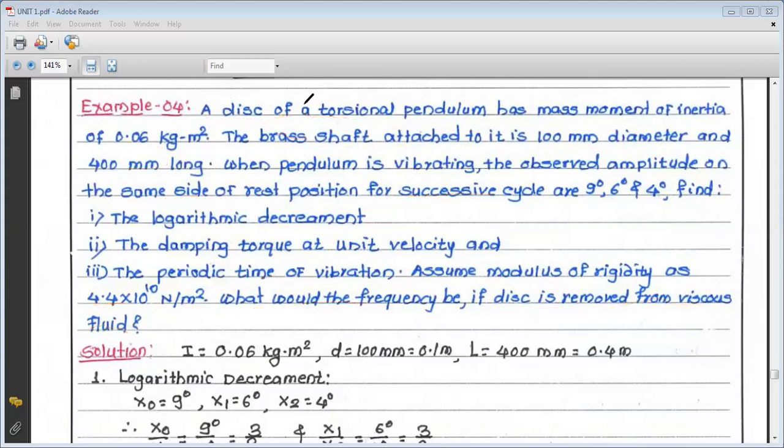First, the mass moment of inertia is given, that is I, 0.06 kg meter square. Next, the brass shaft attached to it has 100 mm diameter, so the diameter is 0.1 meter. Then the length is given, L is equal to 400 mm, that is 0.4 meter. Now it is observed that the amplitudes on the same side of the rest position for successive cycles, so we start with x0, x1 and x2. x0 is 9 degree, x1 is 6 degree, x2 is 4 degree.